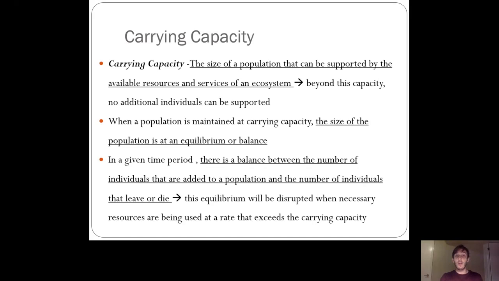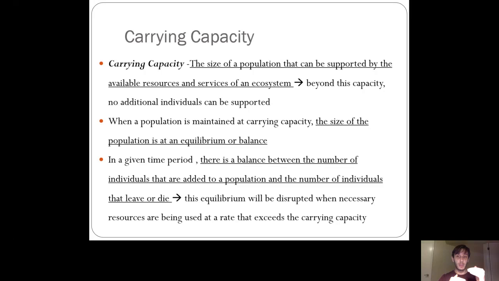So carrying capacity is like the maximum. Okay, if we look at an ecosystem, we say, what is the maximum amount of individuals that can be supported in this particular ecosystem? What's the maximum size of the population? Okay, if you go above that carrying capacity, well, no additional individuals can be supported. Okay, when a population is maintained at carrying capacity, the size of the population is at equilibrium or balance. That doesn't mean that organisms aren't born and organisms don't die. What it means is that the number of organisms that die is the same as the number of organisms that are born. Okay, that's what equilibrium means.